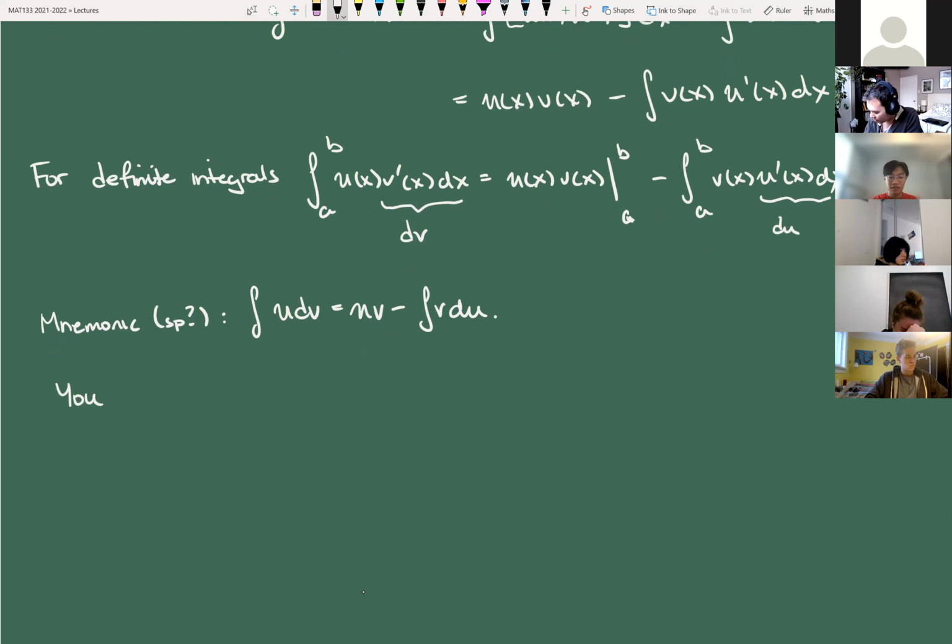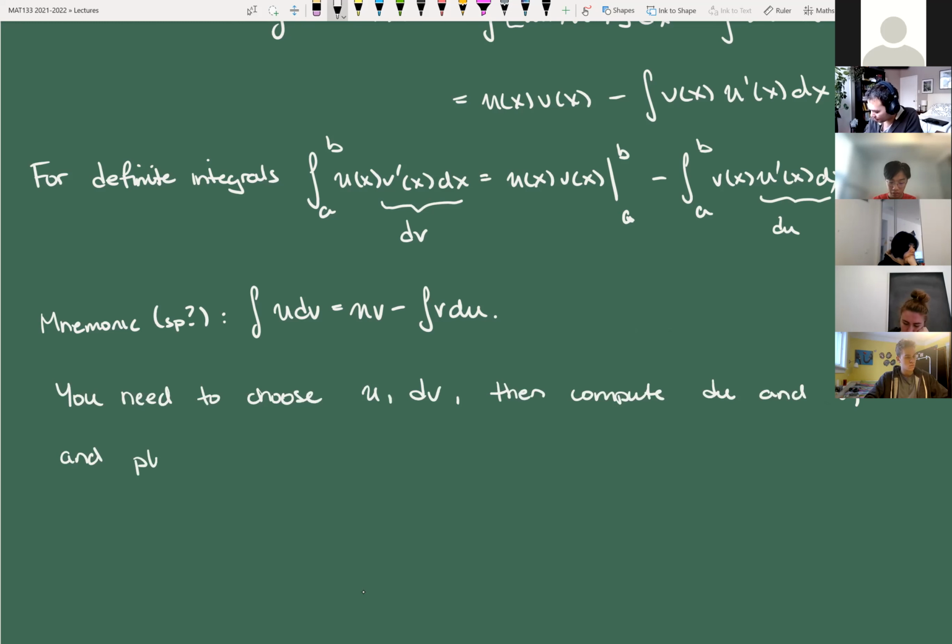So you need to choose u and dv, right? Then compute du and v and plug into the formula. Okay. Yeah. So I hate it. That's absolutely true. Inverse trigonometric, exponential. Sure. And this is what you would set. What do you set u to be? How does the mnemonic work?